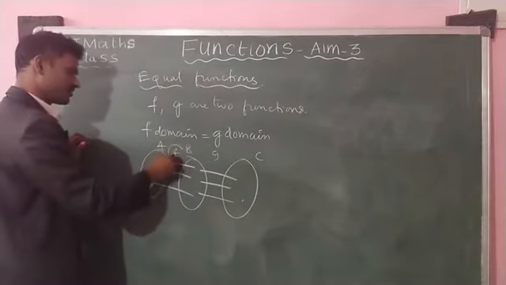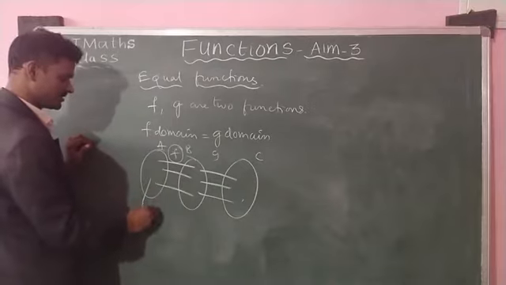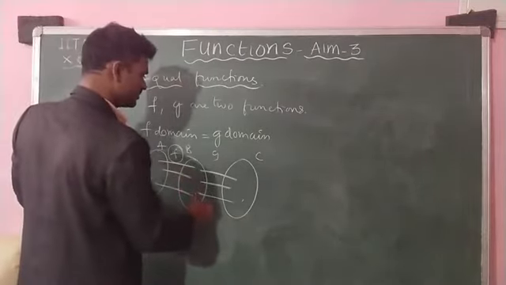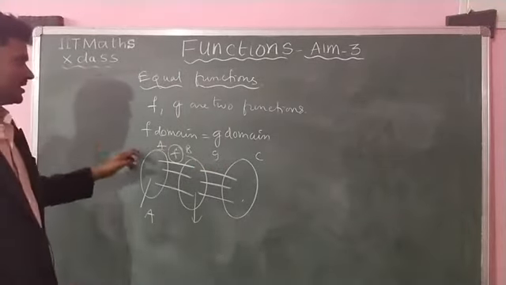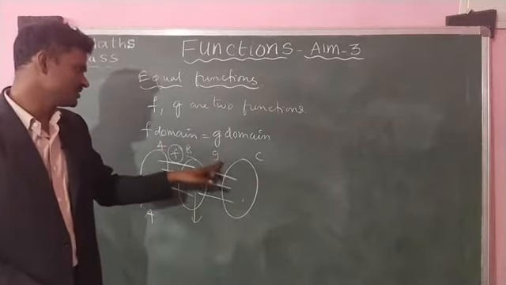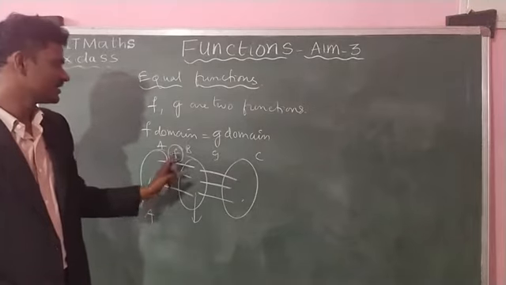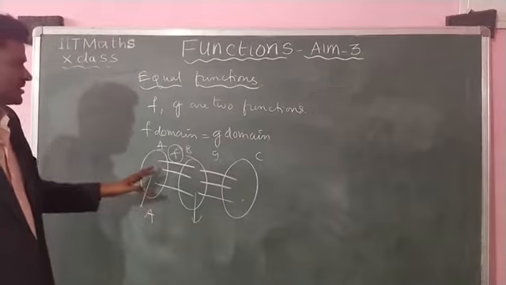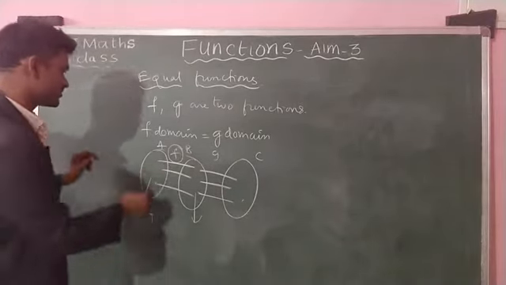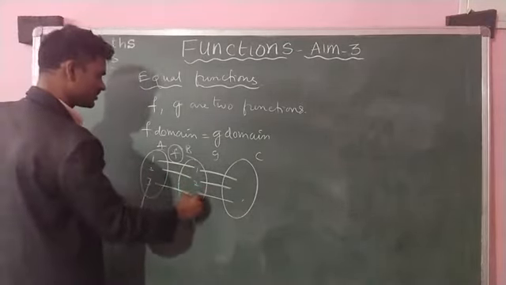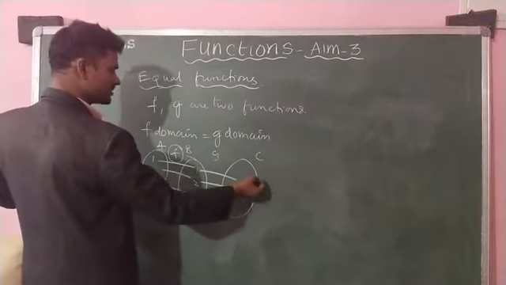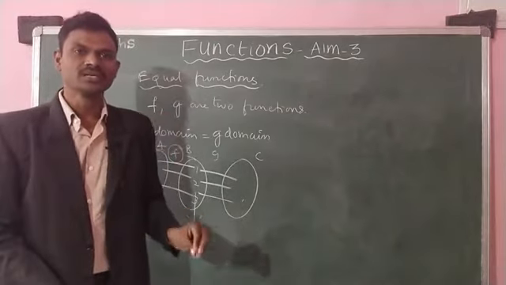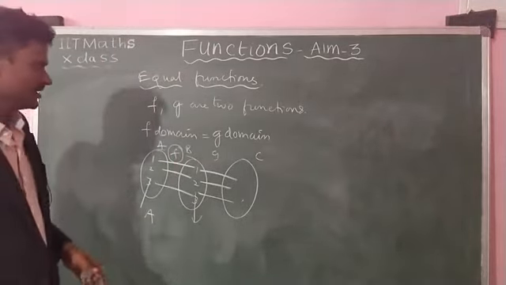Here F domain means A, and G domain means B. Then F domain is equal to G domain means both these functions are equal. Understand clearly? Okay, right. See here, which element is mapping? Suppose here 1, 2, 3 means here also 1, 2, 3. Here 1 is mapping to which element? The same element. That's why when two functions are equal, their domains are also equal.